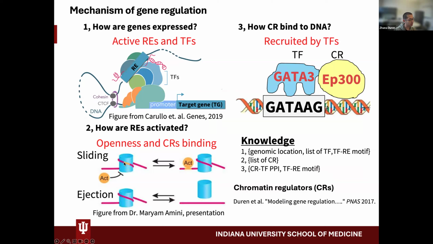We model them as open chromatin, and the binding of chromatin regulators would affect the RE activation. The third question is that a chromatin regulator is not like a transcription factor. Transcription factors recognize specific sequences and have a DNA binding domain, but the chromatin regulator, CR, does not. So we ask: how do CRs bind to DNA? We model that TF and CR have protein-protein interaction, and the transcription factor will recruit the CR to bind to DNA. We use prior knowledge and fit those models.